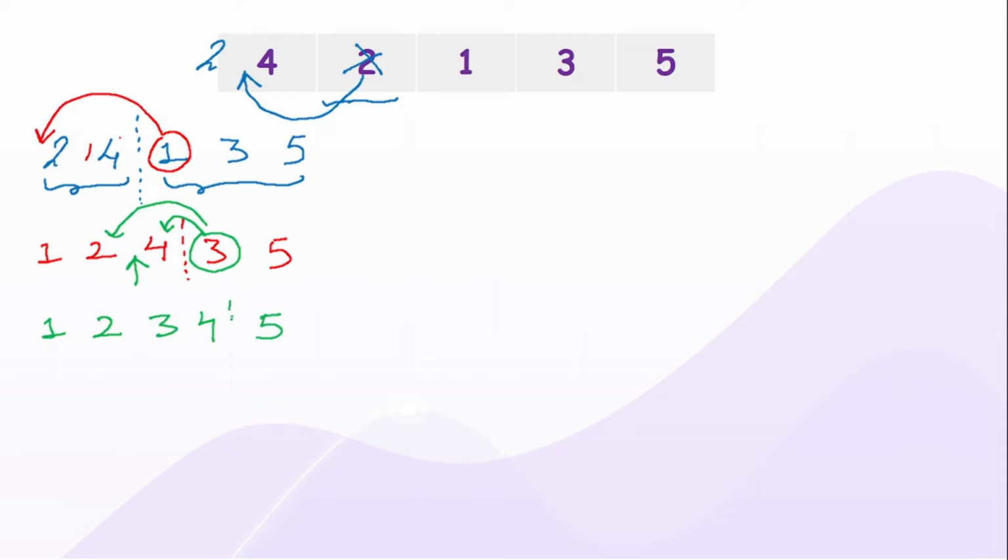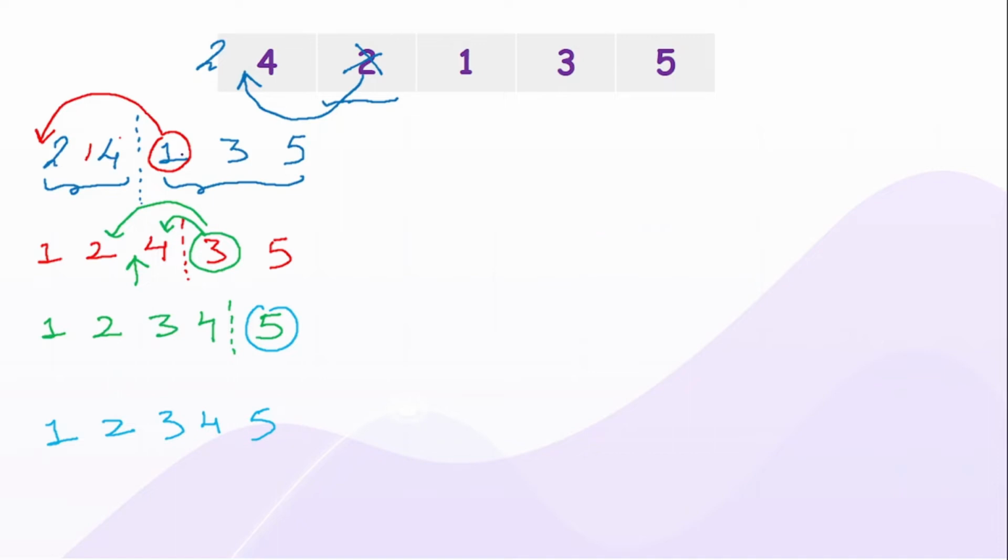So the sorted part will be 1, 2, 3 and 4 and 5 I still need to place in its correct position. Now I'll compare 5 with the number present at its left. Since 5 is already greater than the number present at its left, we'll take no action and hence the position of 5 will remain unchanged. And finally I'll get my sorted list as 1, 2, 3, 4 and 5. So this is how insertion sort works.